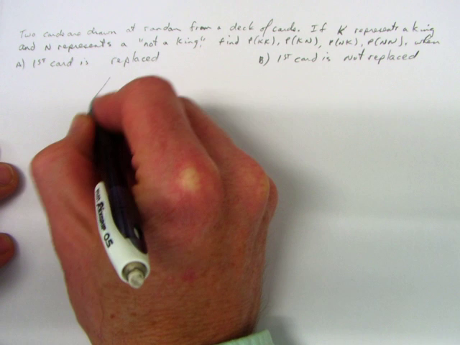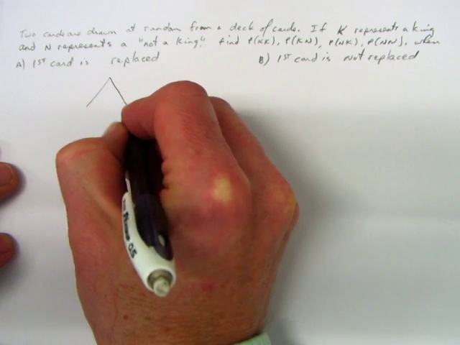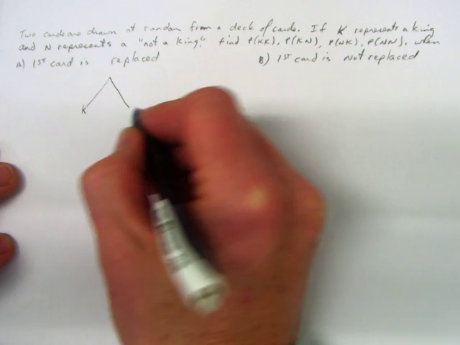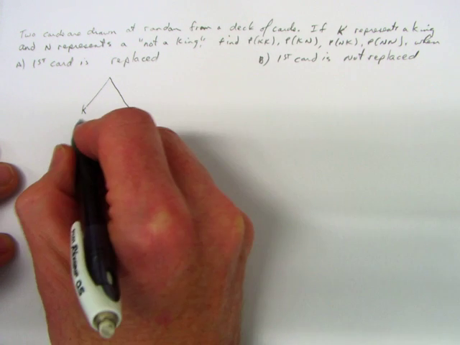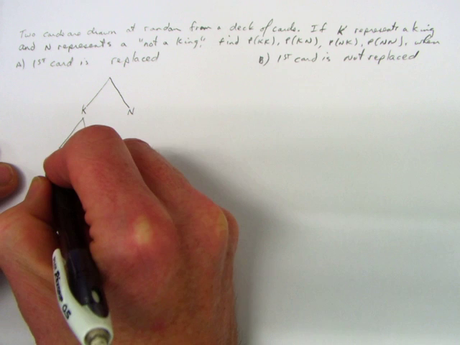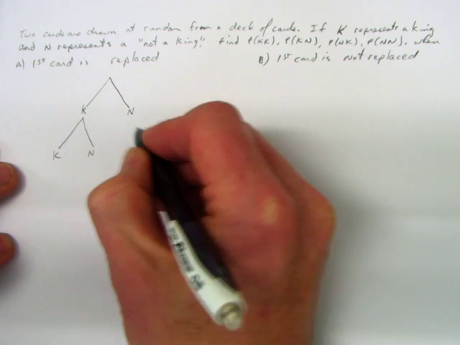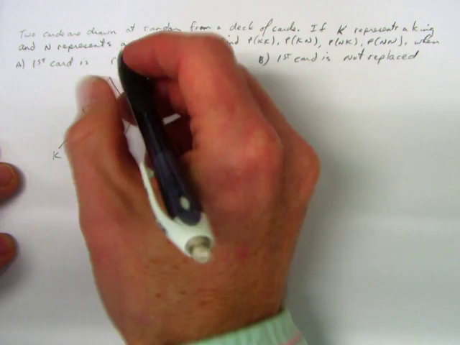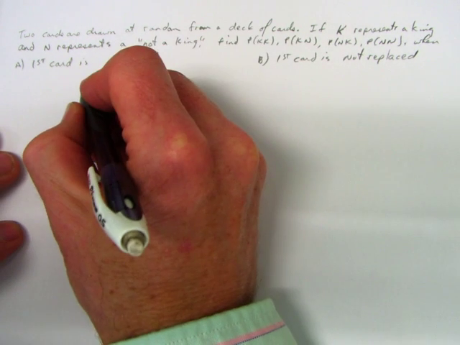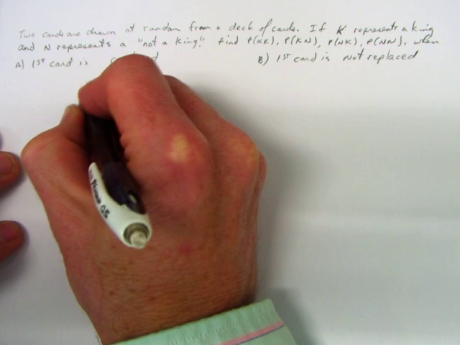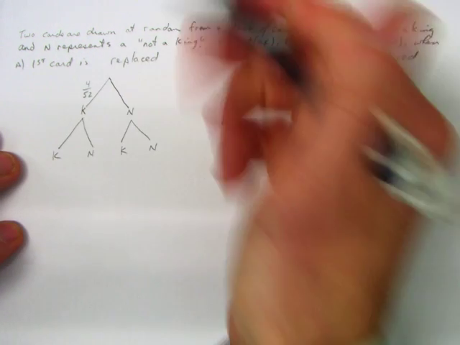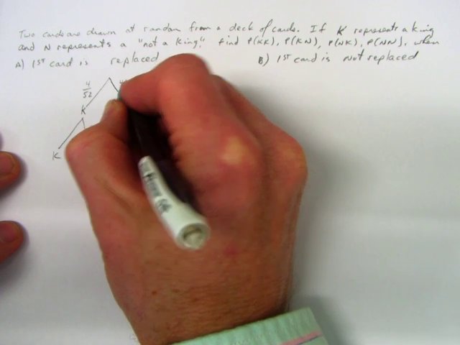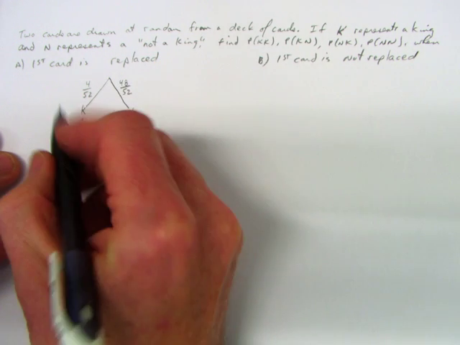Now we set up our tree. We have two choices. We either have a king, or not a king, two possible outcomes on the first card. On the second card, it can also be a king or not a king. Now, what's the probability of being a king? There are 4 ways to do that, and there are 52 possible in our deck. There are 48 cards that are not a king and 52 in the deck.